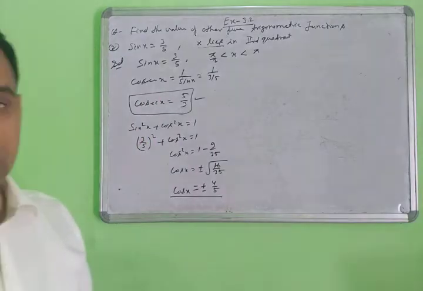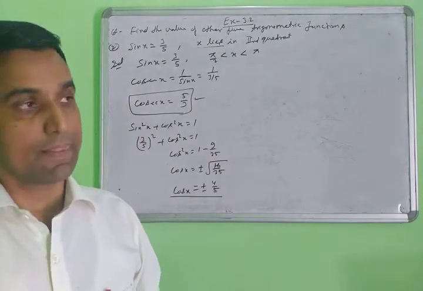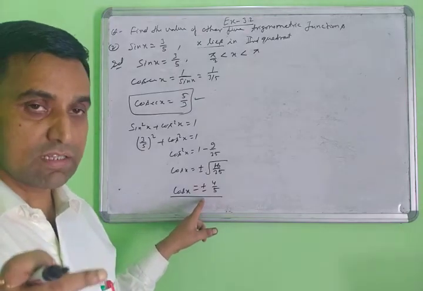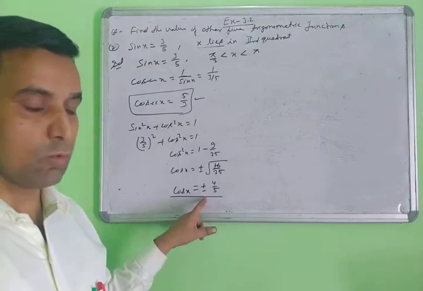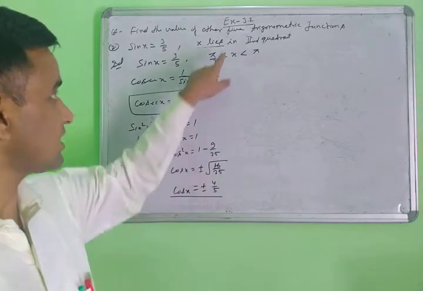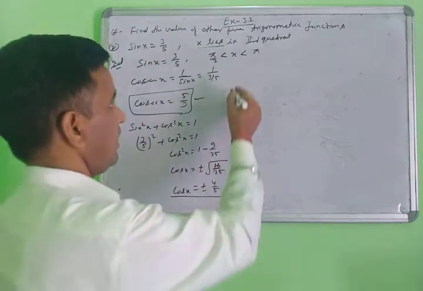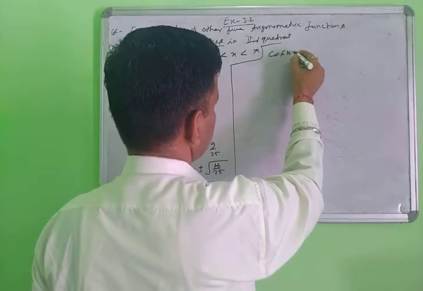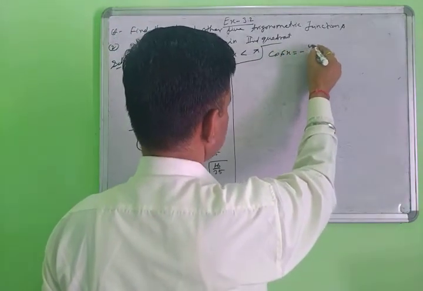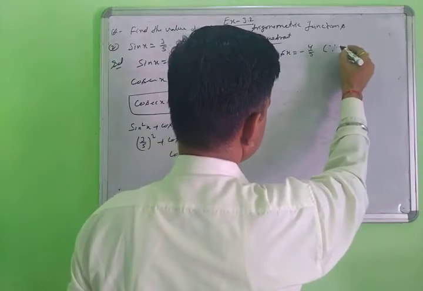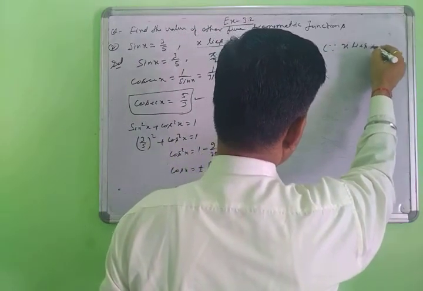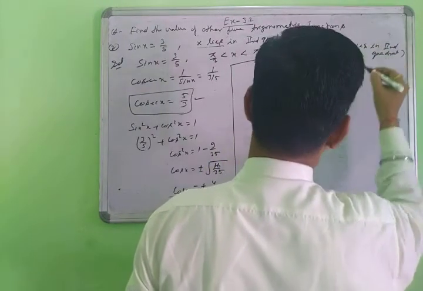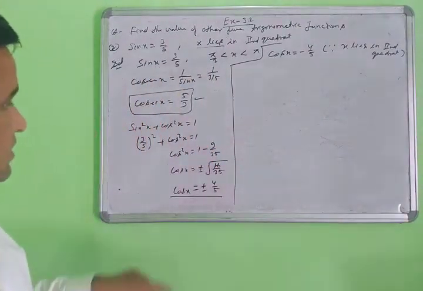But cos is lying in the second quadrant. In the second quadrant cos is negative sign, not positive. Cos is positive only in the fourth quadrant. Second and third, cos lies in the negative sign. Only in the fourth quadrant cos has the positive. Here x lies in the second quadrant, this means cos is negative. Then the correct value of cos x is cos x equal to minus 4 upon 5, because x lies in the second quadrant. This is the value of cos x.